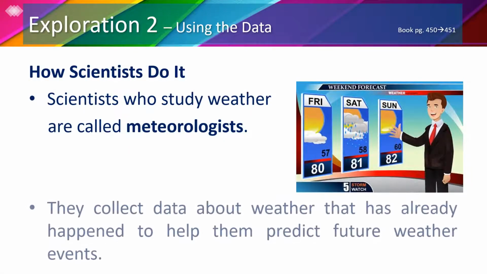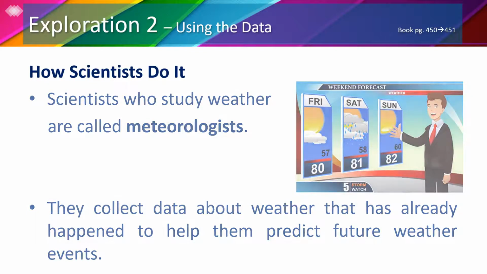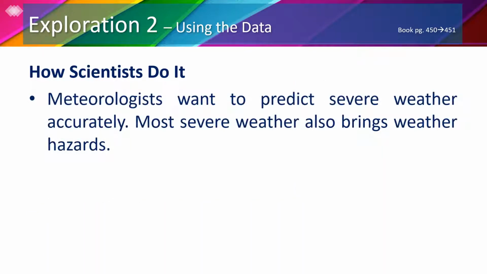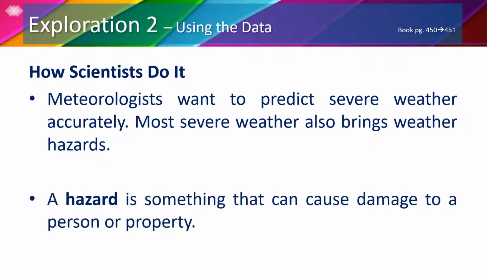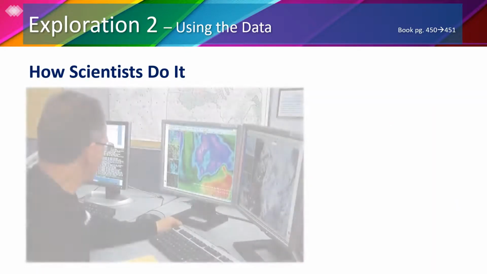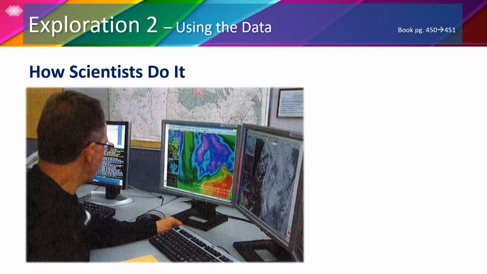They collect data about weather that has already happened to help them predict future weather events. Meteorologists want to predict severe weather accurately. Most severe weather also brings weather hazards. A hazard is something that can cause damage to a person or property. In your book's page 450, we can see a scientist studying the weather.